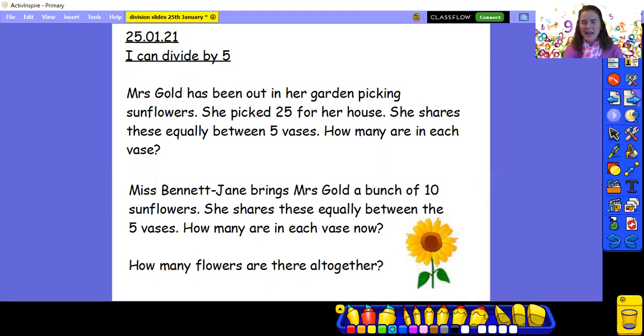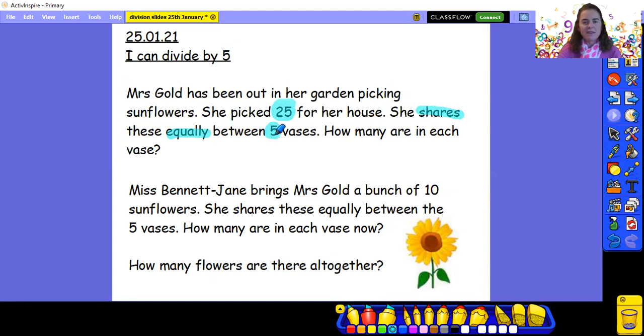Welcome back. Okay, so we need to unpick this problem. I'm going to get my highlighter so that we can highlight the important information. Mrs. Gold has been out in her garden picking sunflowers. She picked 25 for her house. So this is an important number that we need to highlight. She shares these equally between 5 vases. Oh, more important information here. We've got shares and equally, and an important number here, 5. So we know we've got 25 altogether. She shares them equally between 5 vases.